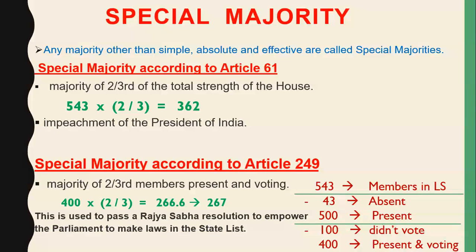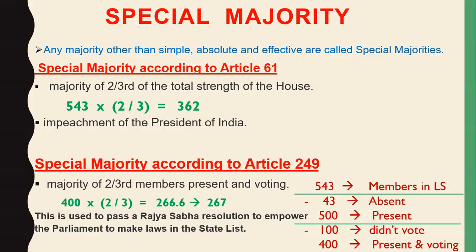So what is the number of present and voting? 400. Now we will multiply it by 2/3. When you do the calculation, the result will come as 266.6. And now we need more than that. So what is more than 266.6? Definitely 267. So 267 will become the special majority for Lok Sabha.